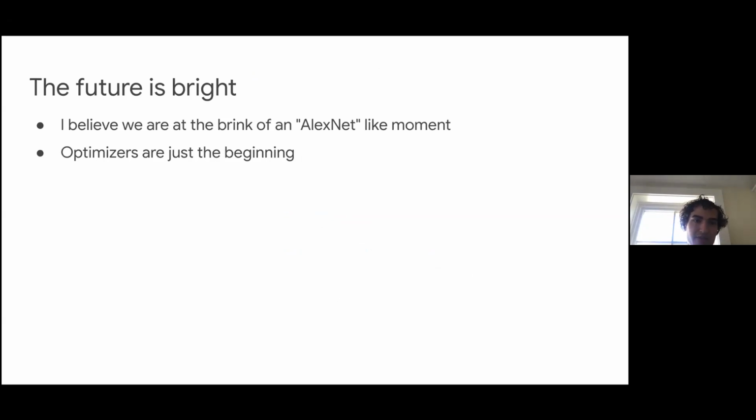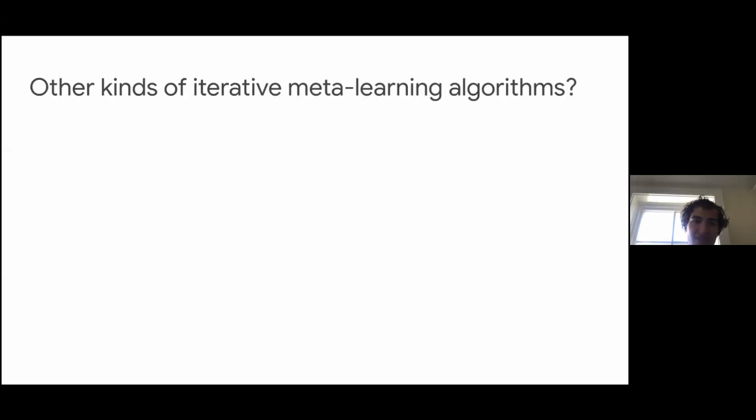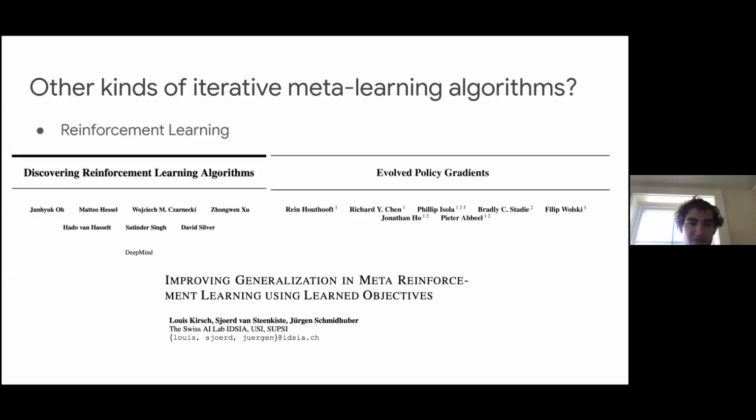In general, I think the future is pretty bright. I believe we're on the brink of an AlexNet-like moment here. Once we can show these things perform really well, we'll start to use them to optimize themselves, and we'll start to get much better performing systems. But I also think optimizers are just the beginning. There's a lot of other interesting types of iterative meta-learning algorithms I think we can learn. There's been a lot of work, in particular in this workshop, discussing reinforcement learning algorithms, for example discovering reinforcement learning algorithms, off-policy gradient, or meta reinforcement learning.